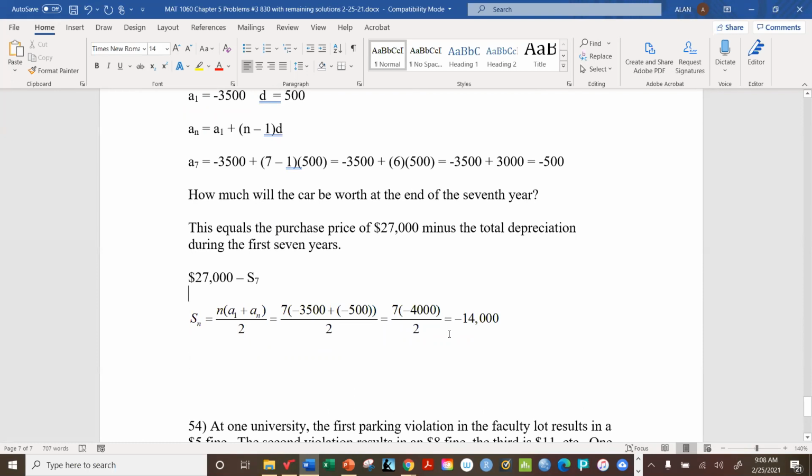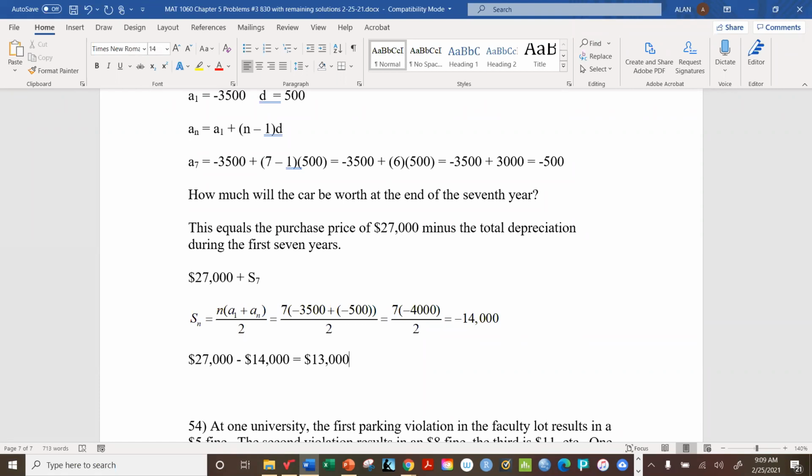Oh, you know what that means? I just realized, because we're treating the depreciation as negative, I'm actually going to add this to my 27,000. Okay, so it's 27,000 minus 14,000. So the car, after 7 years, is still worth $13,000. All right, that's the bottom line. Okay, so if you add up all the depreciations one at a time, you'll end up with the same result.